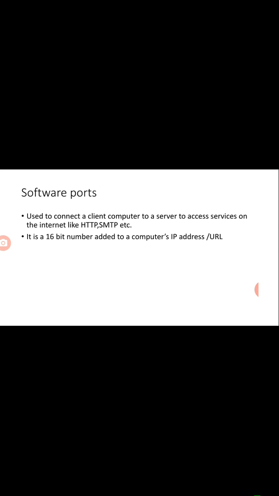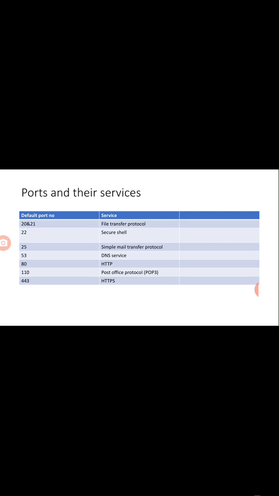How to make use of the services of the internet? We have already studied about different hardware ports last year, like VGA port, SVGA port, then USB port, etc. Likewise, some software ports are there to connect a client computer to a server to access services on the internet, like HTTP, SMTP, etc. A port is a 16-bit number added to a computer's IP address or URL.